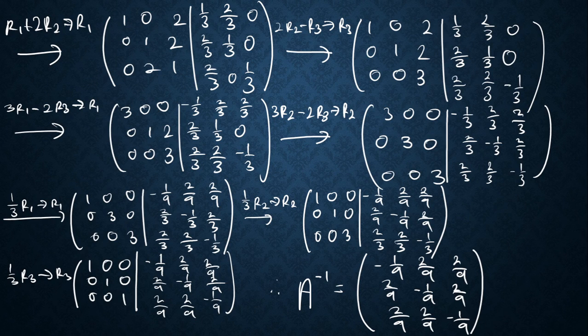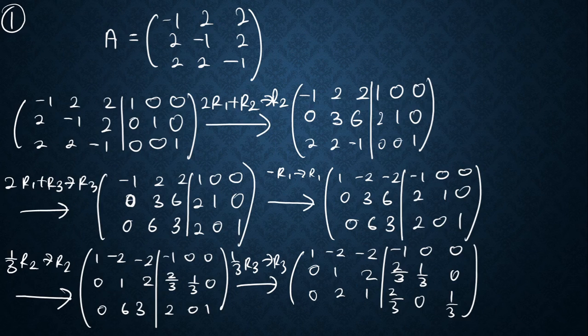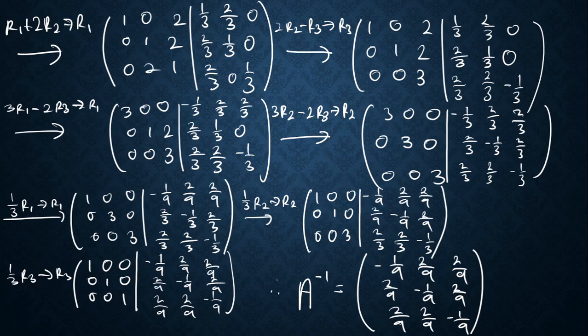For column 2, we have the 1 there at the second diagonal. I'm going to make that the pivot. I want to eliminate the -2 and 2. So what I did was R1 plus 2R2 into R1, and we get 1, 0, 2, 1 third, 2 third, 0. Next, to eliminate for R3, R2 minus R3 into R3. We get 0, 0, 3, 2 third, 2 third, and -1 third.